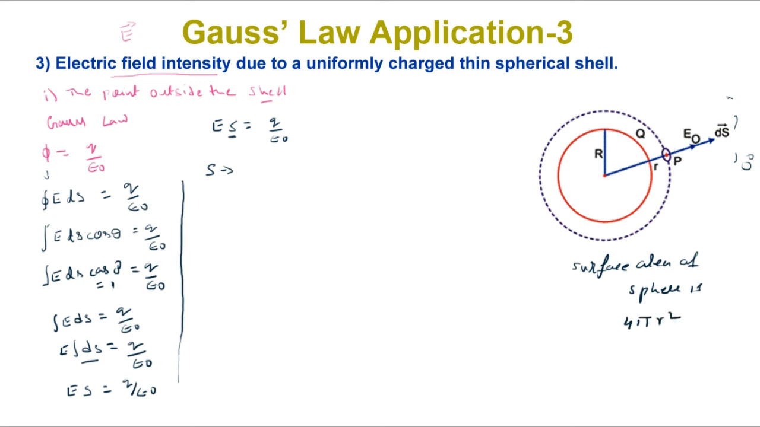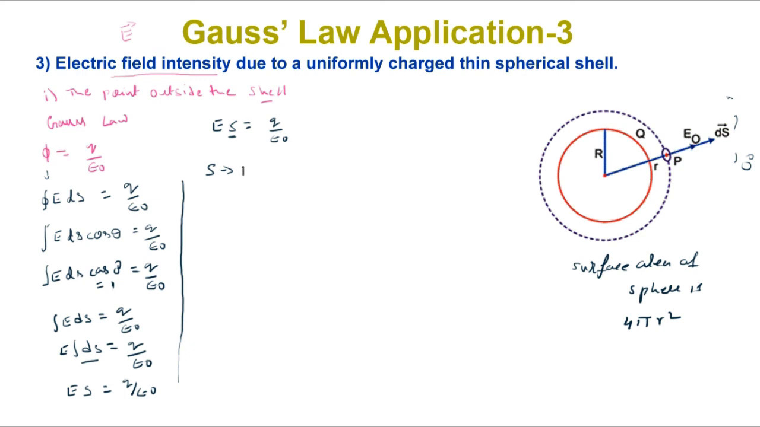So small r is the radius from the center to the point P, while capital R is the radius from the center to the surface. Here we have to take small r. 4 pi r square is the surface area of the sphere. Now I will substitute it here.